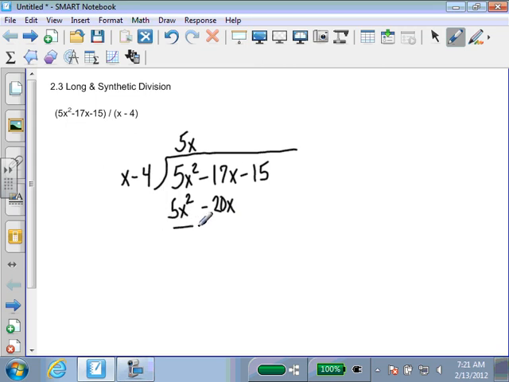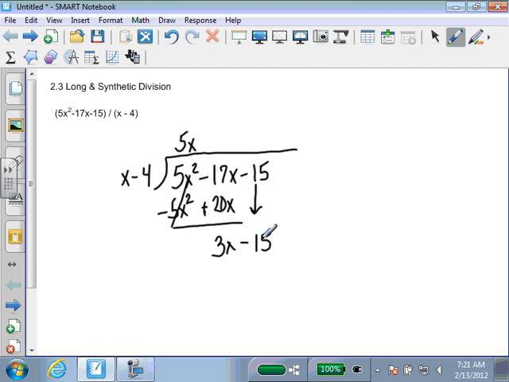I then subtract these. In order to subtract, each of the signs will change. So these cancel out, which is what I set up to do. Then I get 3x, and I bring down my minus 15.